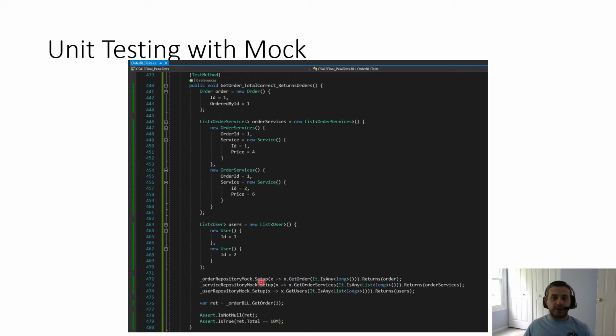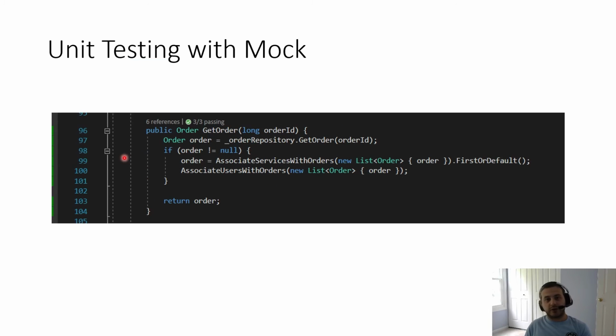So what's going to happen here is that after this happens, it's going to execute the BLL's get order function, and it's going to execute a few of these things, and I'll show you guys in a sec. And then after that's done, it's going to do an assertion to make sure that the return value is not null, and to make sure that the total is 10, and that it added these two numbers correctly. So let's take a look at our function here.